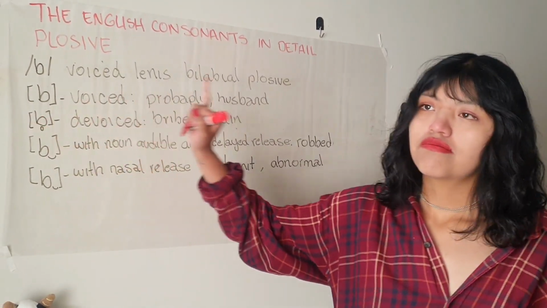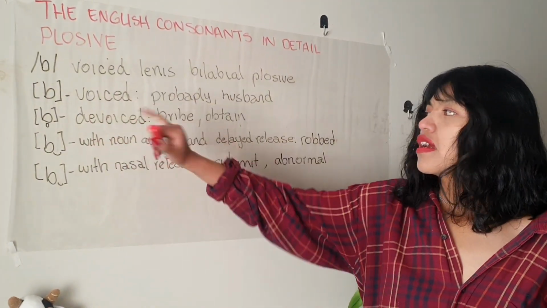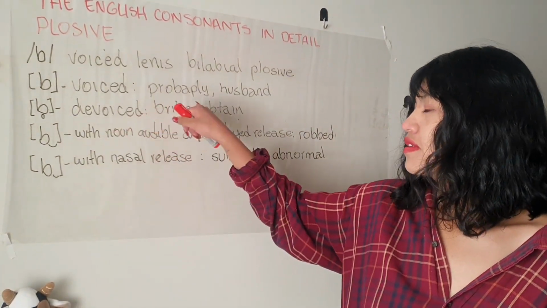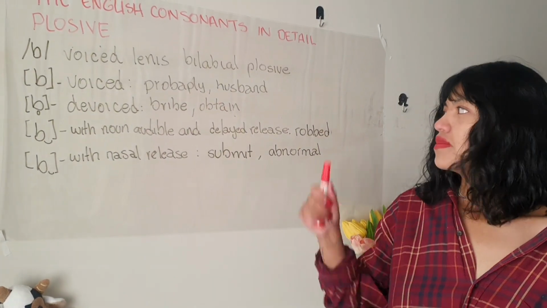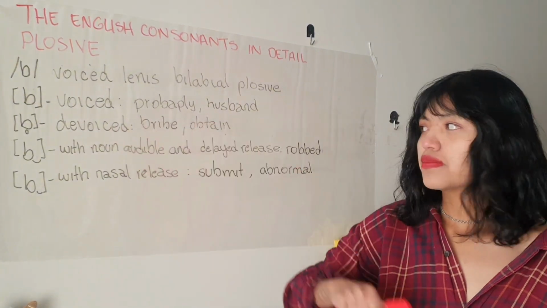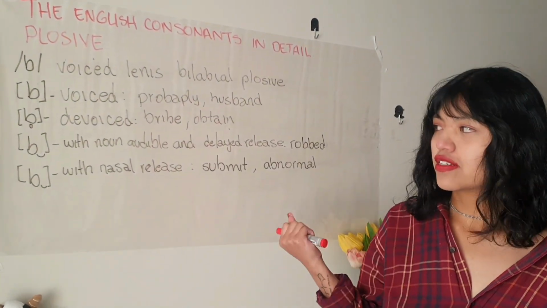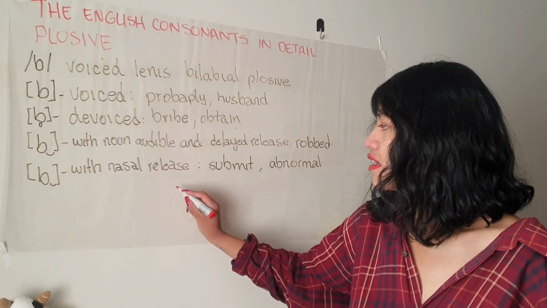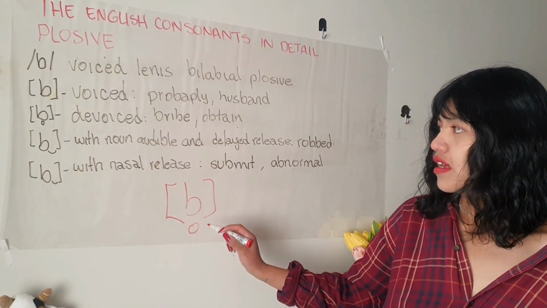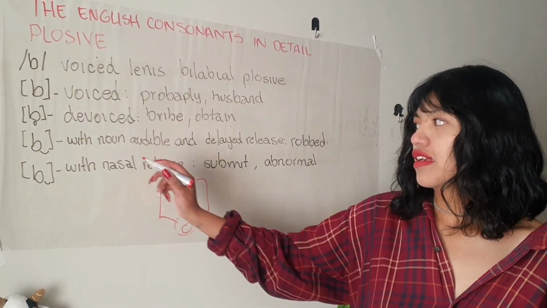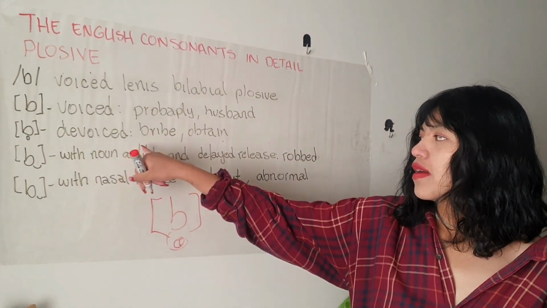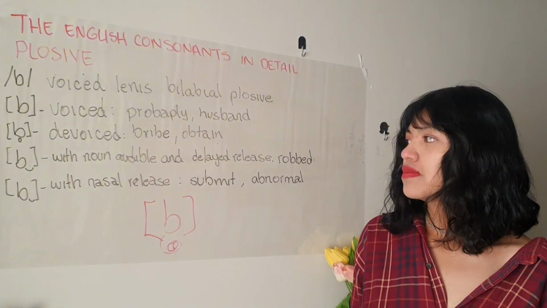Now we have the voiced lenis bilabial plosive, which has 4 allophones too. The first one doesn't have a diacritic, and it is voiced, or in Spanish, sonoro. Examples are probably, husband. The second one is the devoiced, or in Spanish, ensordecido, and it has a diacritic, like a little zero, which we use to show that the sound is devoiced. We have examples like bribe, obtain.